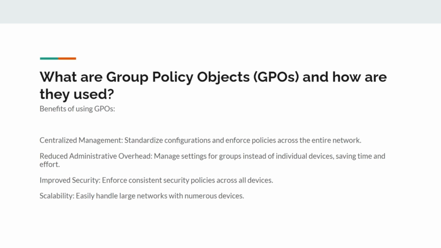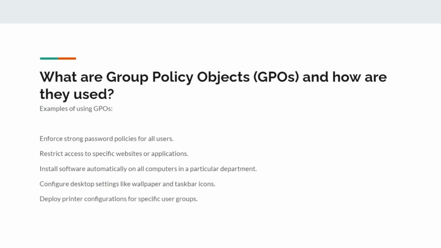Using GPOs makes our life easy by making it a centralized management. It reduces administrative overhead, improves security, and it's scalable. What are the examples of GPOs? Password policy, restricting any website or applications, installing software automatically on all the computers, configuring desktop settings like wallpaper, or deploying printer to a specific group of users.